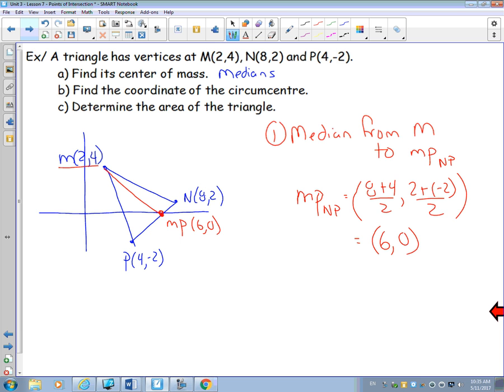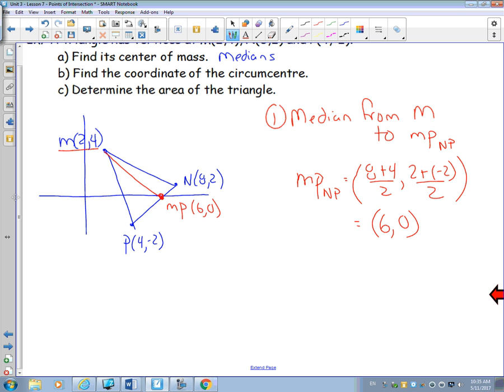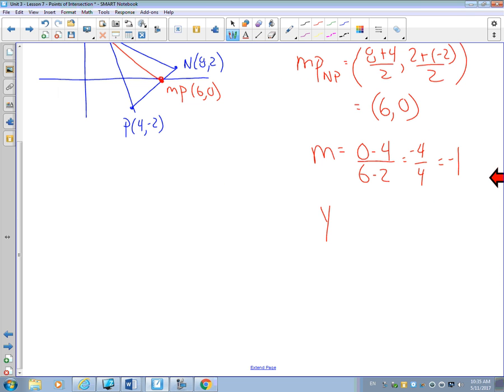So I can find a slope. And let's find that slope. So 0 minus 4, y2 minus y1, and 6 minus 2, x2 minus x1, gives me negative 4 over 4, which is negative 1. There's my slope. And there are no perpendiculars involved in here. I've found the slope right off the bat.